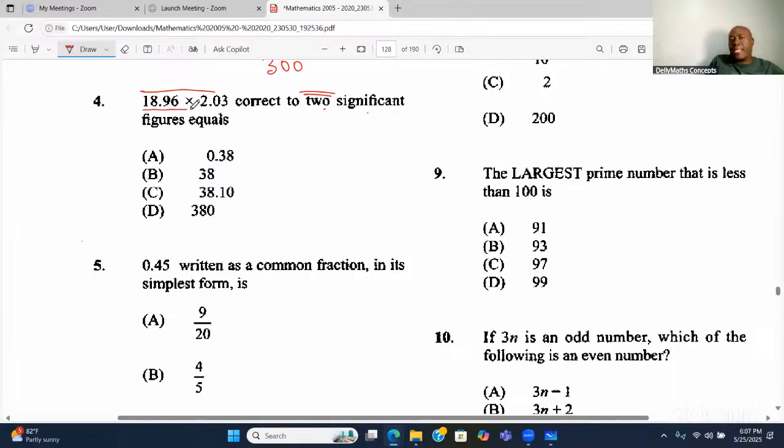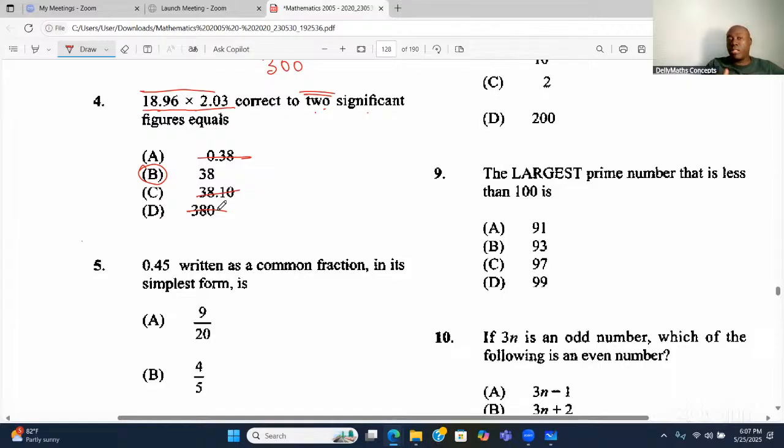So if I'm multiplying 18 point something times 2, it cannot be 0 point something. I'm positive 18 point something times 2 cannot be 380. I know that already. So those are some stuff that you can easily cancel off. Stuff that you know it cannot be. So now you're looking at B and C. But for two significant figures, it has to be this because this is not 2 significant figures. That's 4 significant figures at C. So we're saying that a lot of times you don't even have to work it out.